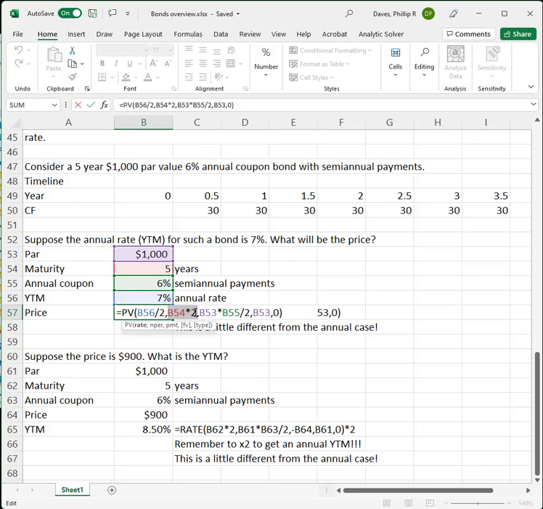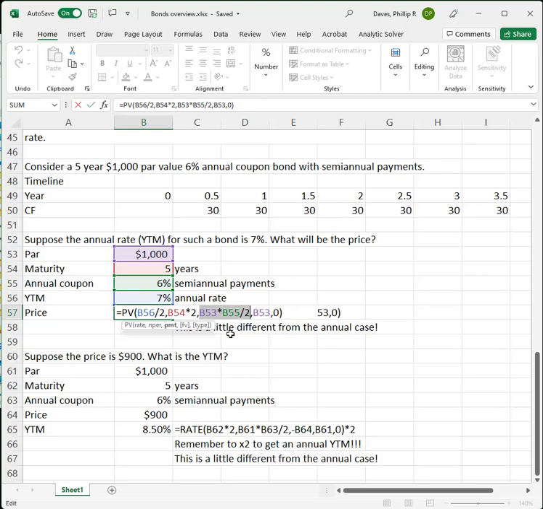Our number of periods for the bond is not 5, it's rather 5 times 2. It's 10 half-year periods. Our coupon rate, our coupons, that would be the $60 a year, but it's half of that every 6 months. And so we have 1,000 times 6%. That's the $60 a year, and divide by 2.